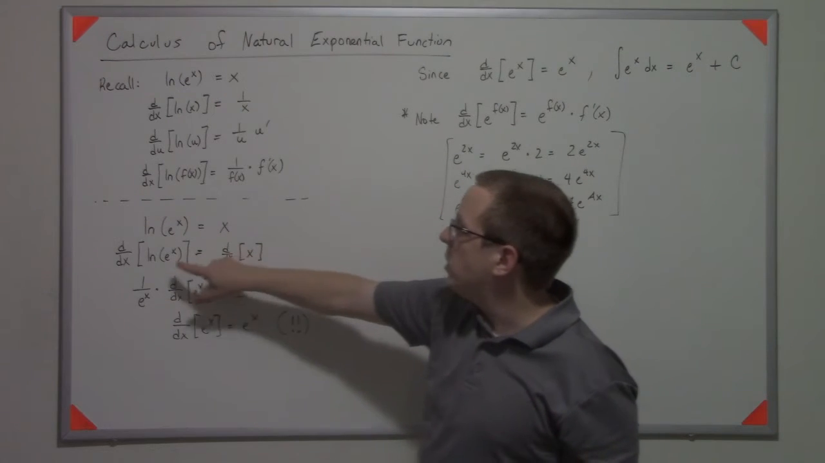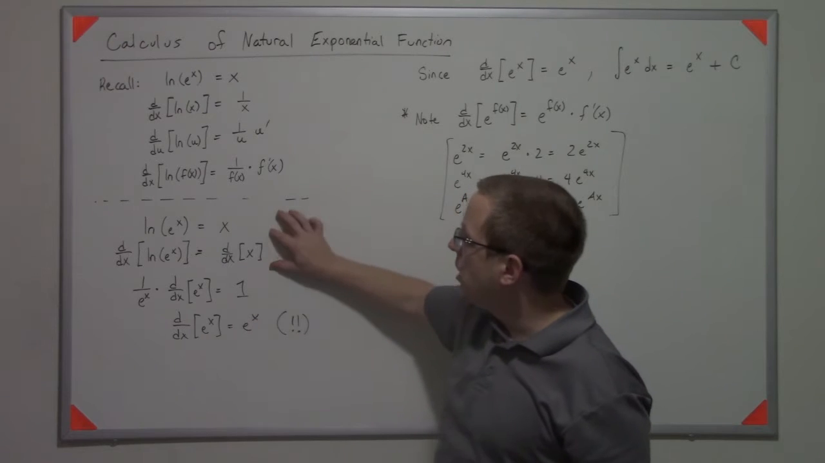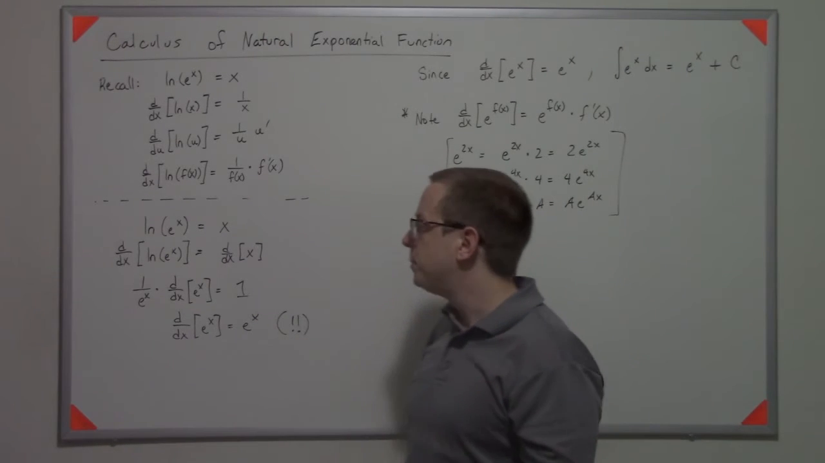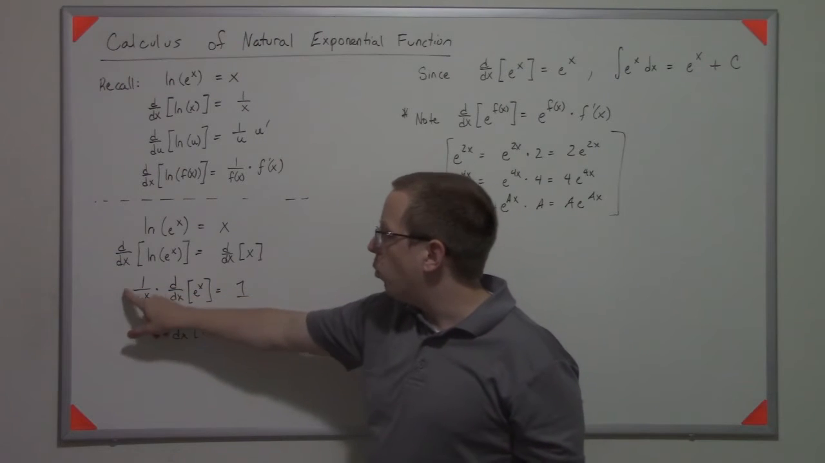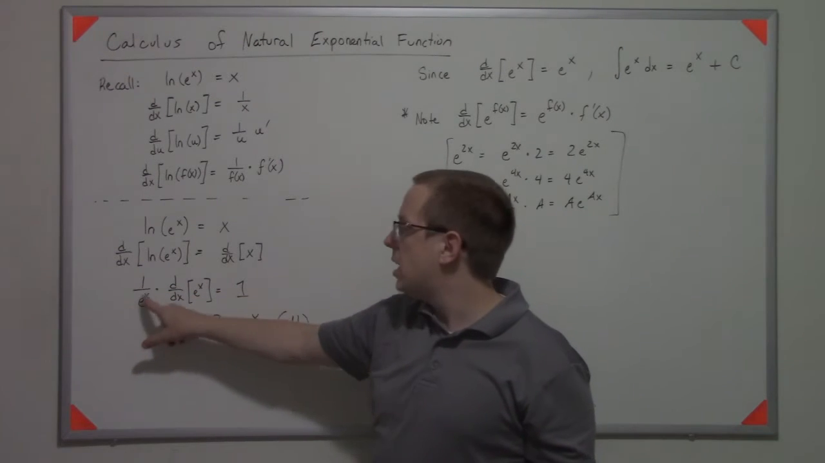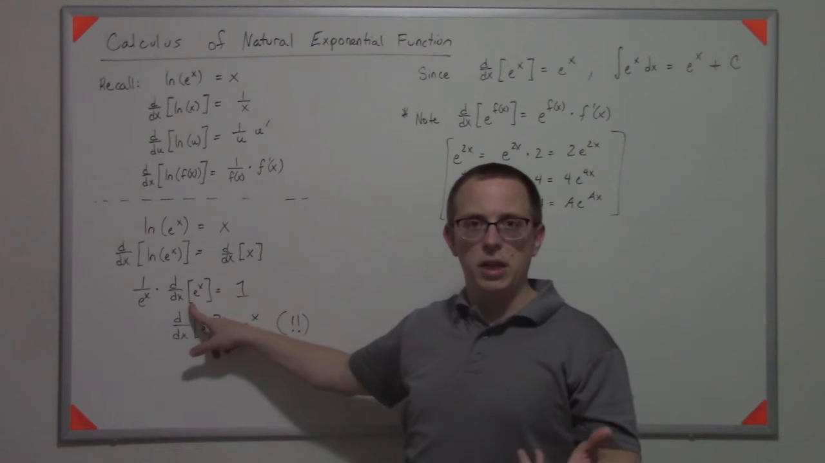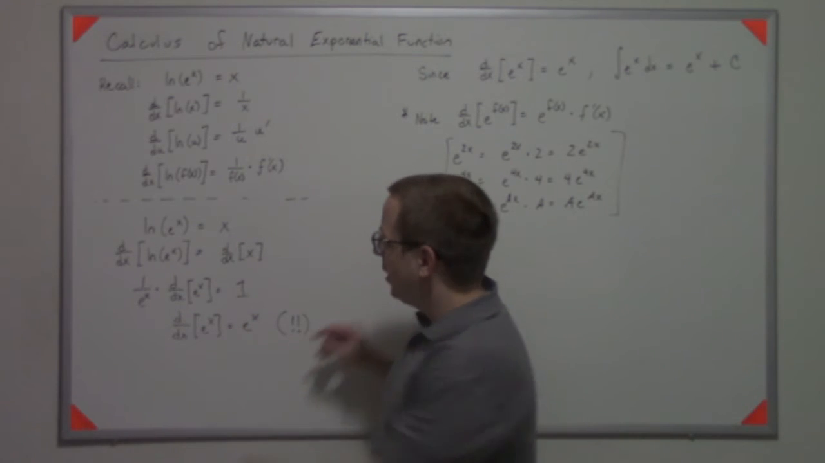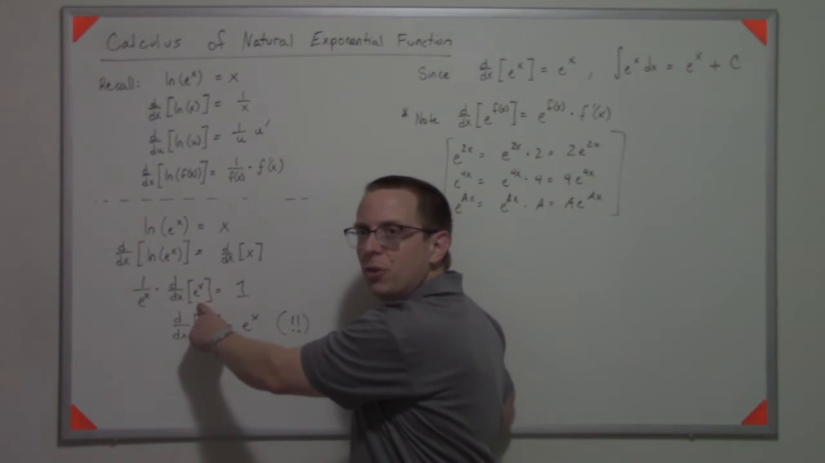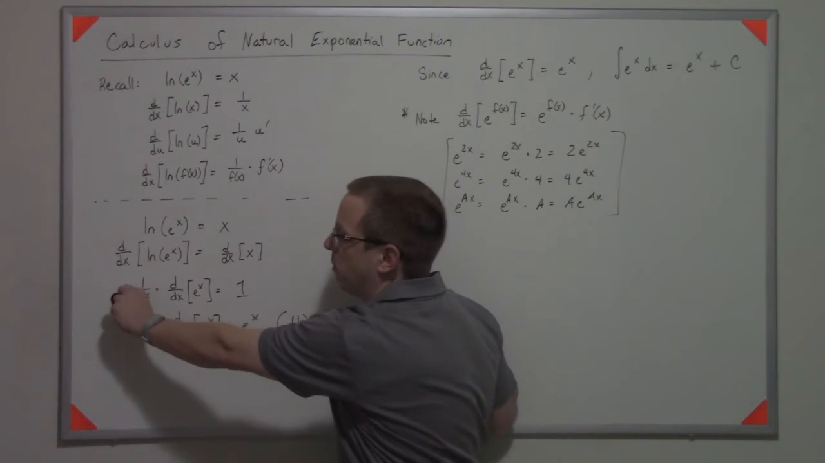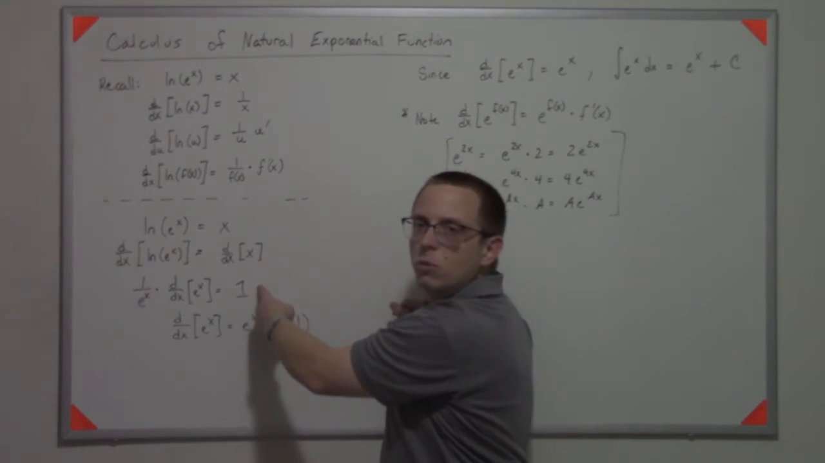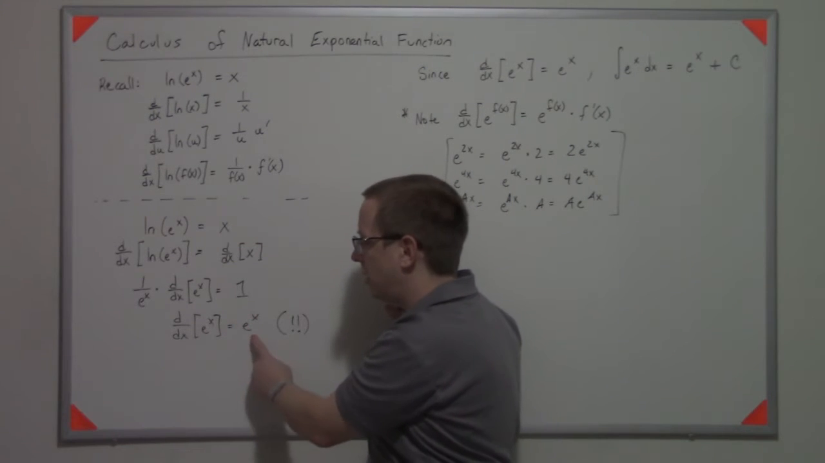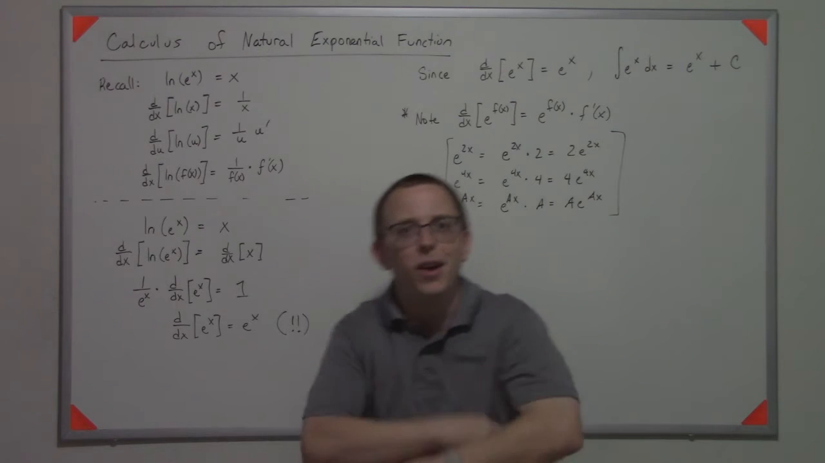The natural log of e to the x is equal to x. If we take the derivative of both sides, the derivative of x is simply 1, so that's simple enough. But this derivative is 1 over e to the x times the derivative of e to the x. That's the definition. But this is what we're trying to find, the derivative of e to the x. So I simply multiply e to the x over here, and I get that the derivative of e to the x is e to the x, which is kind of an interesting result.